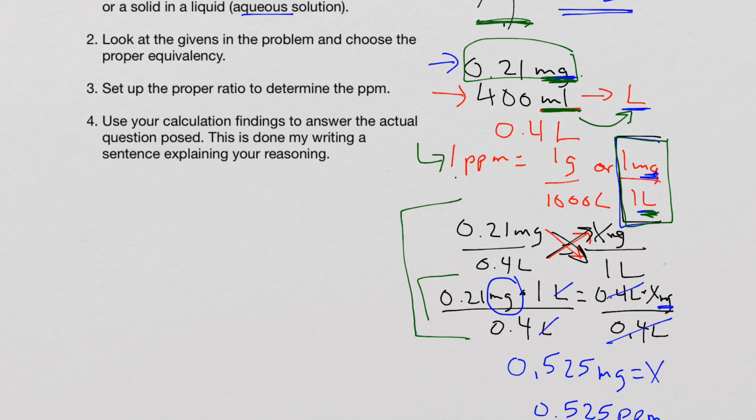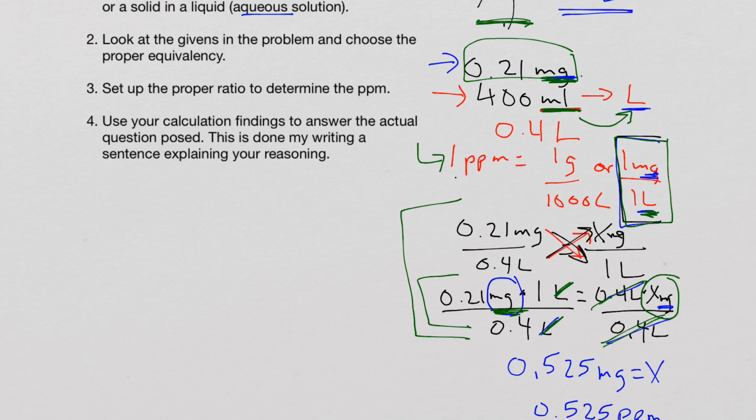So in this section here, I've written out my actual cross multiplication. If I cross multiply 0.21 milligrams times the 1 liter, that is going to be equal to 0.4 liters times my unknown milligrams. I isolate my X milligrams by dividing both sides by 0.4 liters. Okay, and in this case, my liters cancel out and my 0.4 liters cancel out here. This allows me to only have the unit that I'm looking for. This is great. This is what I want.